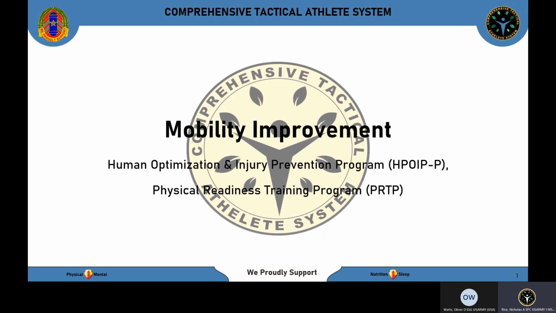Today, we're going to be talking about mobility improvement, which was a request from one of our CTAS members. This lesson is going to get into the two programs that you see on screen, HPYP and PRTP. That being our reconditioning program, and then of course our program based on increasing an individual's both awareness and capabilities with regards to physical training.